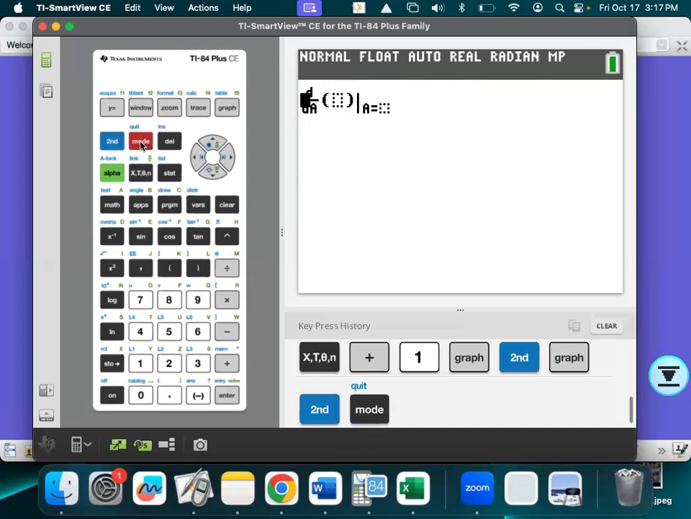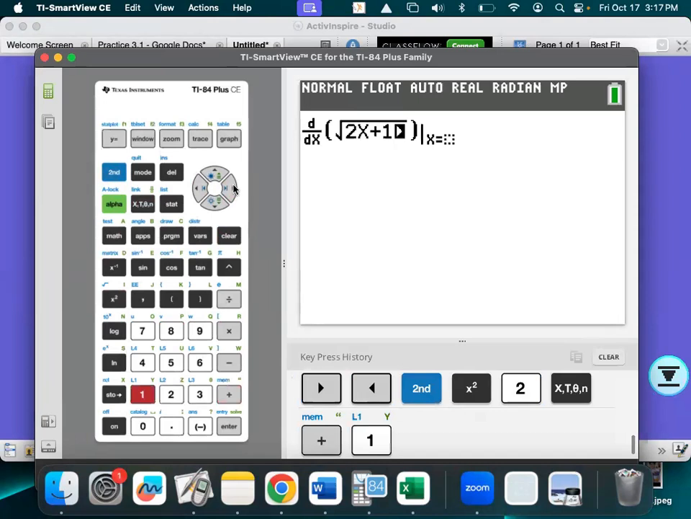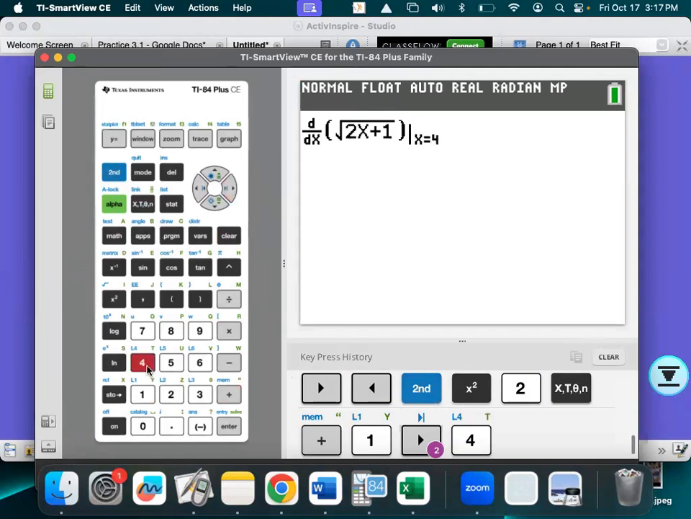So click second mode. I'm going to clear that out. Go ahead and click Math 8. We're taking the derivative with respect to x of, oh, I went too far. Square root of 2x plus 1. That vertical bar that you see right here means such that. So we're taking the derivative of this function such that x equals, I'm going to put 4 in there because we actually want to evaluate our derivative at 4. We got 1/3. What does the calculator get?